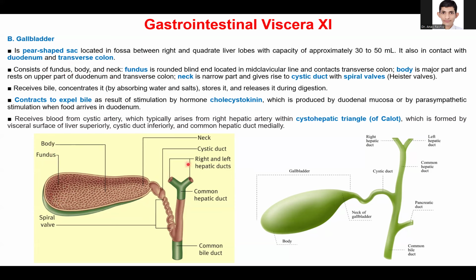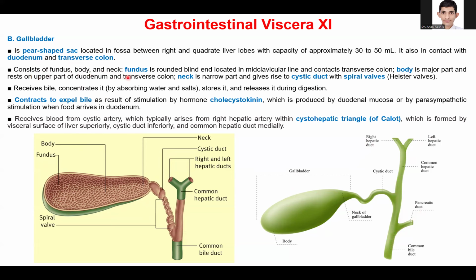Then we have cystic duct, right and left hepatic duct can also be seen, common hepatic duct, and then the common bile duct. Same we can see here body, then the fundus, and also the neck of the gallbladder, right hepatic duct, left hepatic duct. Then we can see cystic duct also. Then we have the pancreatic duct, and then we have common bile duct also going on.